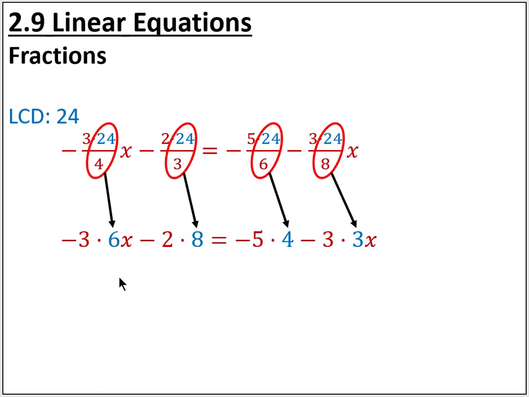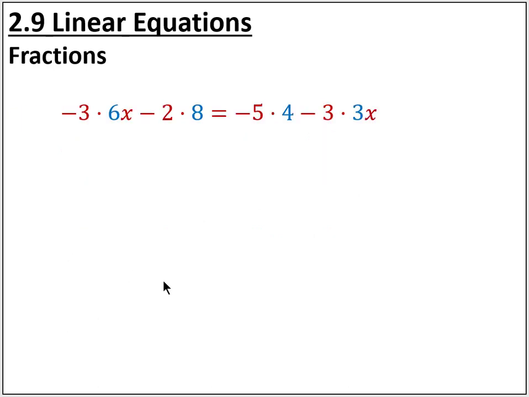So we simplify, and again, this is the main reason why we multiply by the LCD. This is the main reason, that we were able to convert all the fractions into whole numbers. Once we finish converting to whole numbers and finish the operation, in this case, the operation is we're going to multiply each part. So in here, I'm doing negative 3 times 6x. In the second part, I'm doing negative 2 times 8. In the third part, I'm doing negative 5 times 4. In the fourth part, I'm going to do negative 3 times 3.